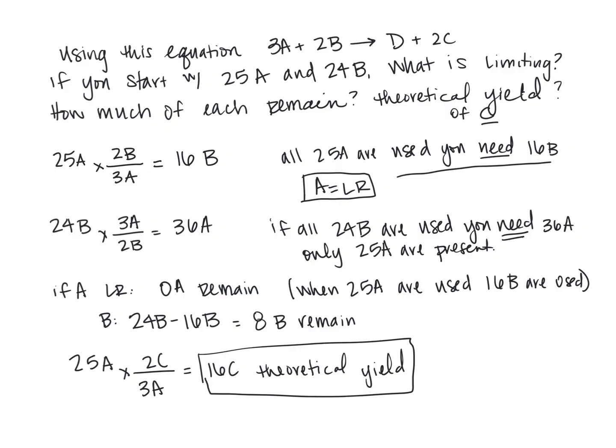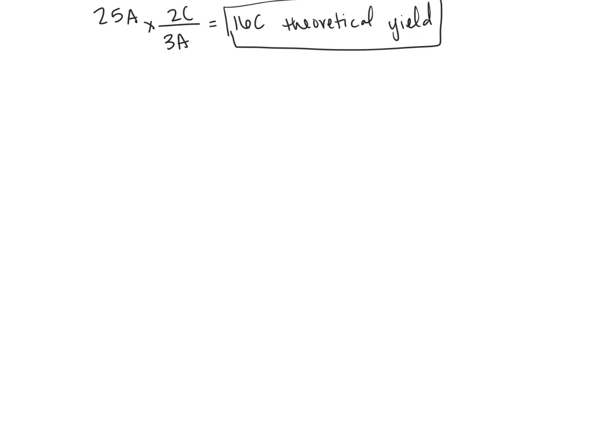So we started with 2 reactants. So what about if instead of the reactants, we did a product calculation first? So I'm going to move this up and we might pull it back down. So in this, we still have our balanced equation of 3A plus 2B gives me D plus 2C. And we started with 25A and 24B.